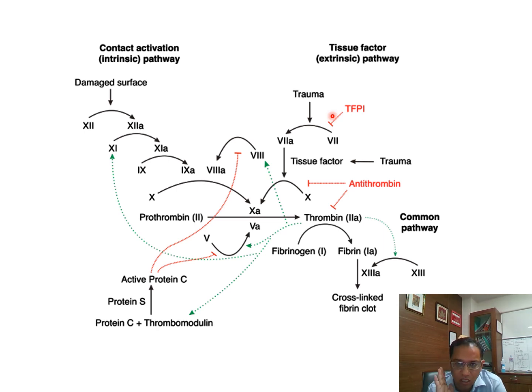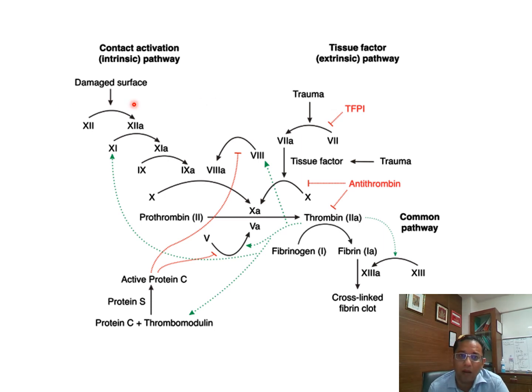So this is how the extrinsic pathway begins. Now this extrinsic pathway is faster, but it's not sustainable. So it's like a smaller pathway which initiates the thing, but it's not very sustaining. So that's why we have an intrinsic pathway. Now, when does that happen?